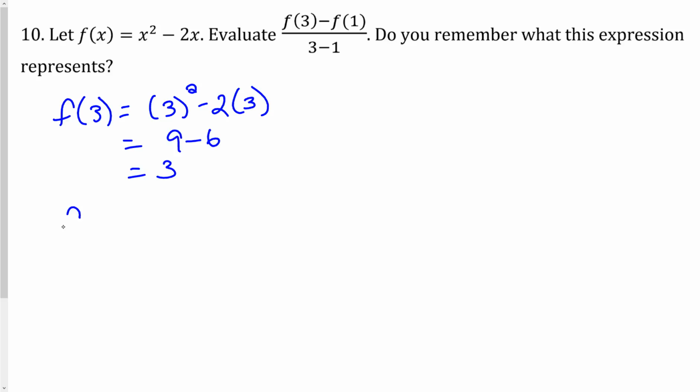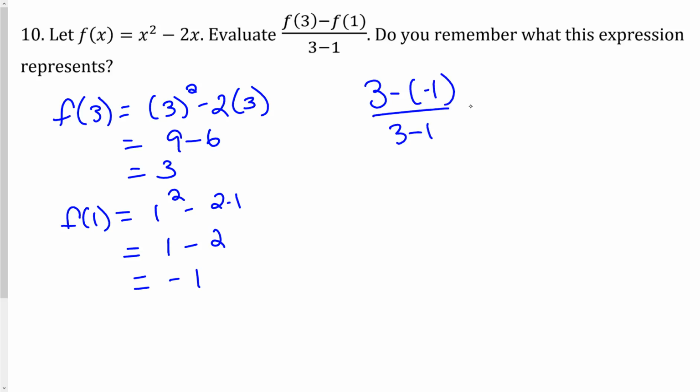We also need to figure out what's f of 1. F of 1 is 1 squared minus 2 times 1, which is 1 minus 2, which is negative 1. So when x is 3, the y value is 3. When x is 1, the y value is negative 1. So 3 minus negative 1 over 3 minus 1 is 4 over 2, which is 2.